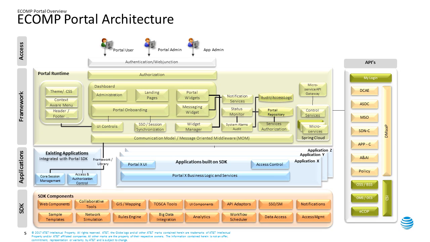And on top of the framework layer, you have the access layer, which provides a single access for all the users, whether they are portal users, portal administrators, or application administrators, to come in and access one authentication and web junction to get access to the ECOMP portal. So essentially, one single sign-on provides you the authentication and authorization for all the applications that you as a user can have access to. And all of this is provided in one common framework and one portal.